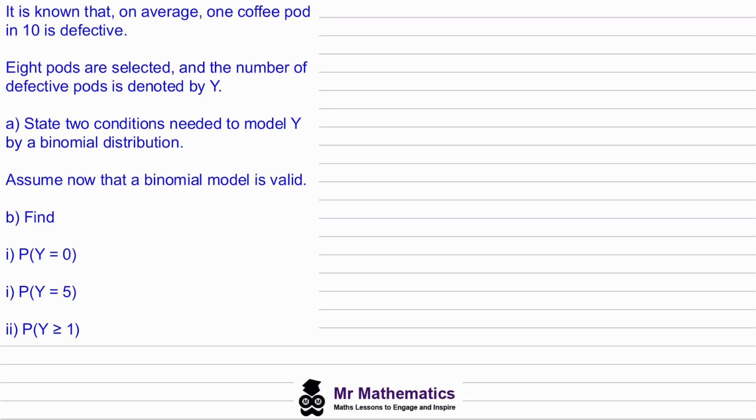So in our first question, we're told it is known that on average 1 coffee pod in 10 is defective, and 8 pods are selected, and the number of defective pods is denoted by Y. For part A, we've been asked to state 2 conditions needed to model Y by a binomial distribution.